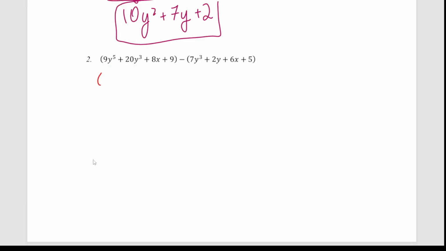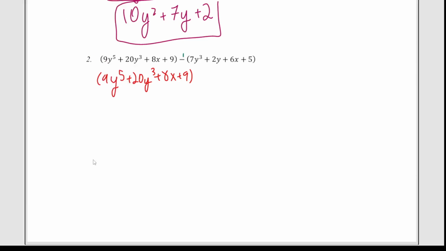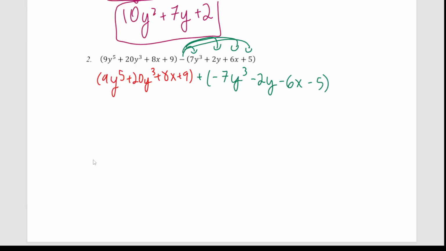For this next one, again, I'm going to first rewrite that first term as is. Then I'm going to distribute that subtraction on the second term. So we're going to have negative 1 times positive 7y cubed gets us negative 7y cubed. Negative 1 times positive 2y gets me minus 2y. Negative 1 times positive 6 gets us minus 6. Negative 1 times positive 5 gets us minus 5. And now we're ready to vertically line these up.